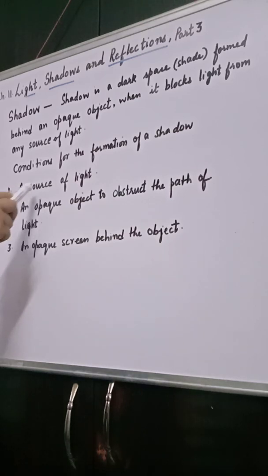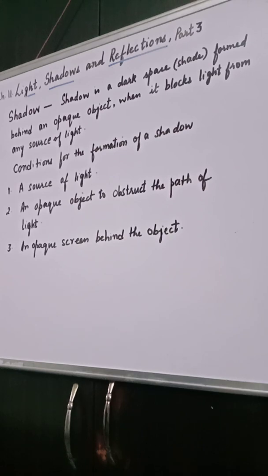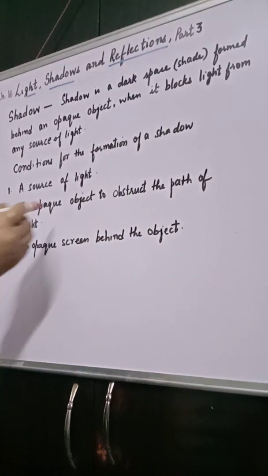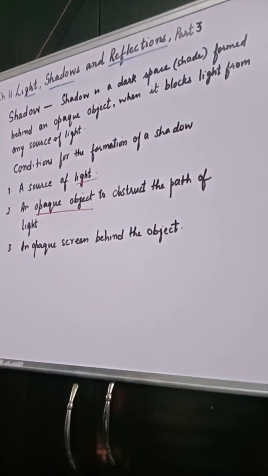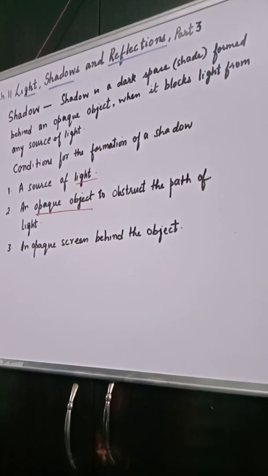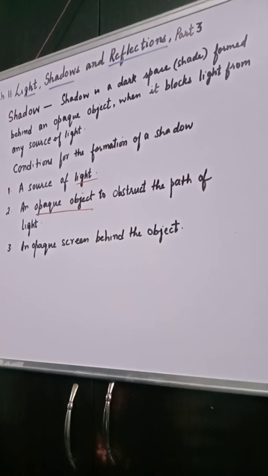There must be a source of light, otherwise in complete darkness you will not be able to find any shadow. Another thing, an opaque object to obstruct the path of light. So first condition, source of light. Another condition is the opaque object, which is very important, because opaque objects cast a very dark shadow. Okay, the shadow is very prominent.